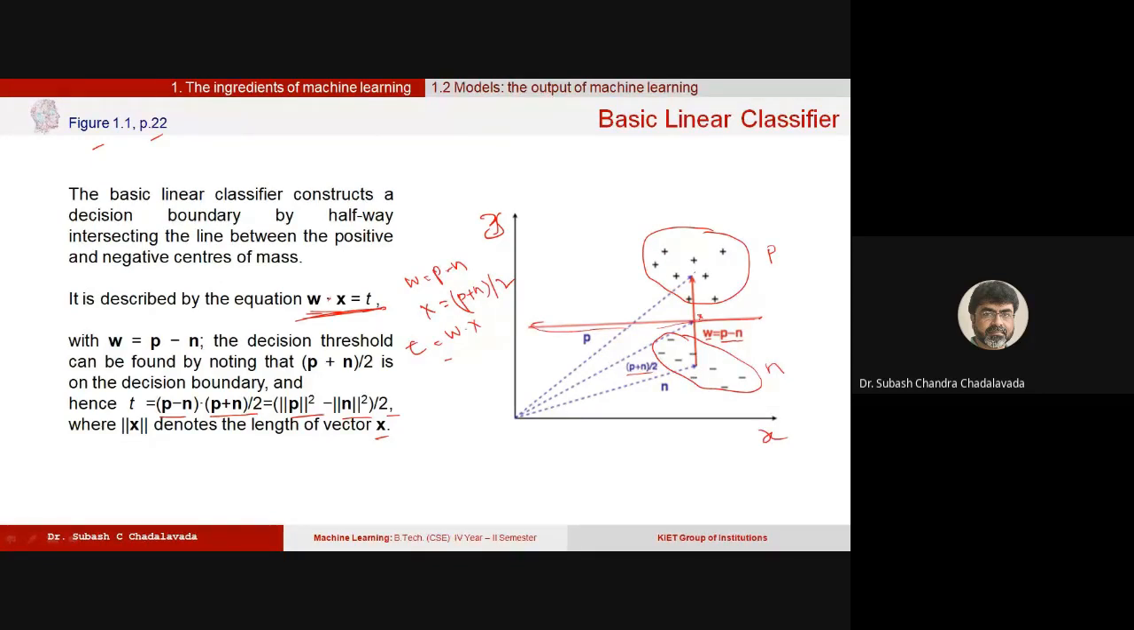Here, since this is simple and easier, this can be calculated, because this line is drawn parallel to the x-axis. But this does not always happen, because you can draw a line something like this which divides these two.